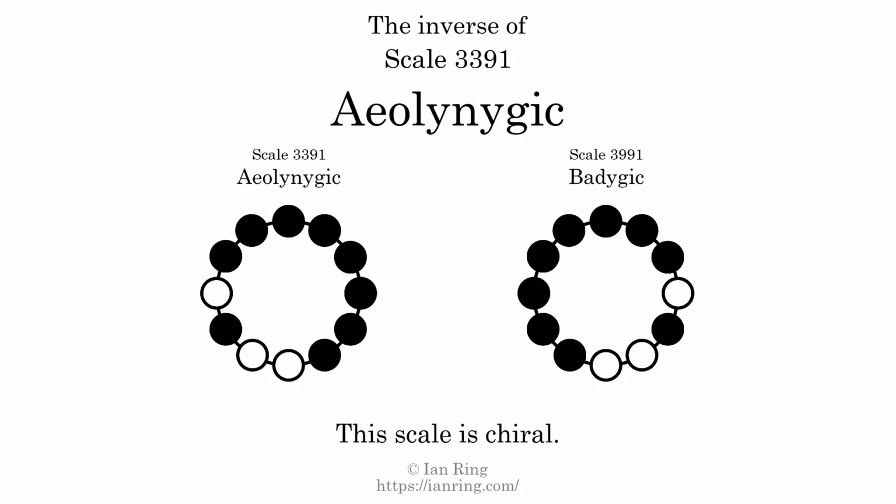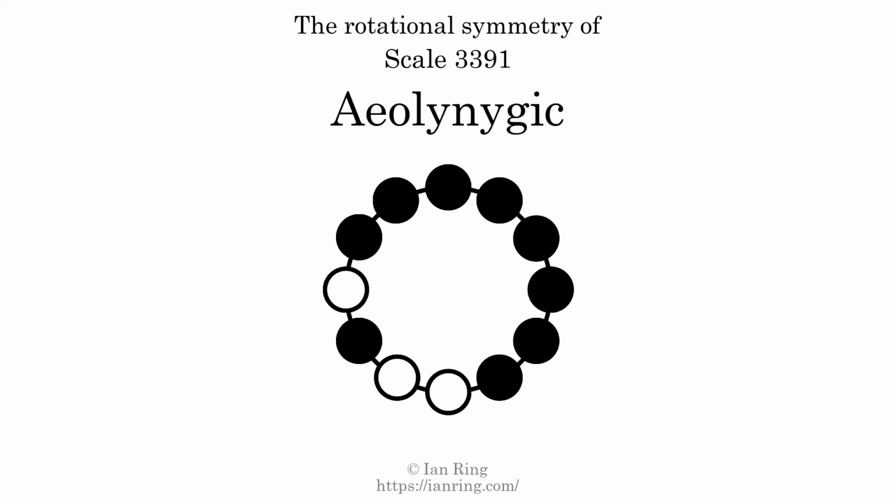The inverse of a scale is a mirror image. It is what you get when the sequence of intervals is reversed. The inverse of this scale is scale 3991, also known as Aeolynygic. This scale is chiral. It cannot transform into its inverse by rotational transformation. This scale has no rotational symmetry.